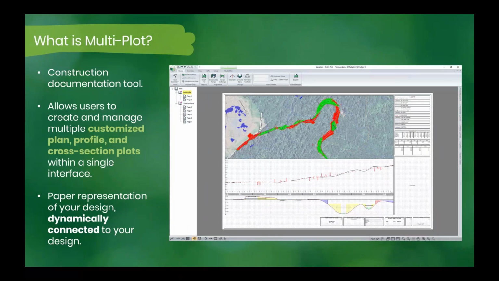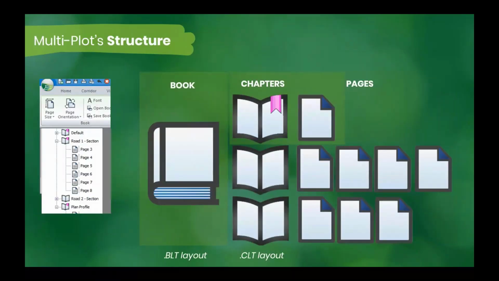My favorite part about this tool is it is, again, like the labels, dynamically connected to your design. So if you change your plan window, your multi-plot has just updated. If you extend the length of your alignment, the cross sections will update. It's very, very flexible and very, very dynamic. But it has a bit of an interesting structure.